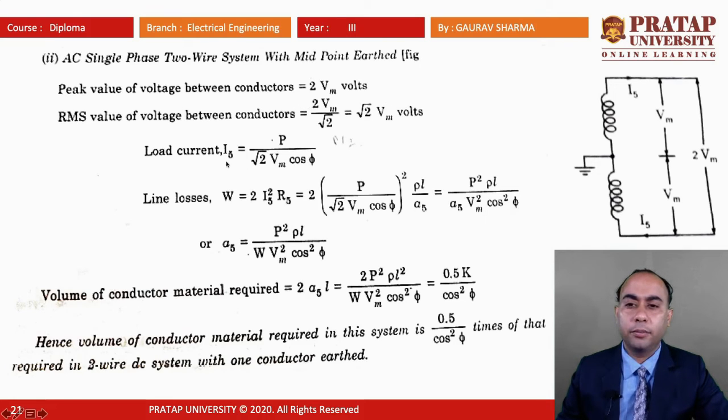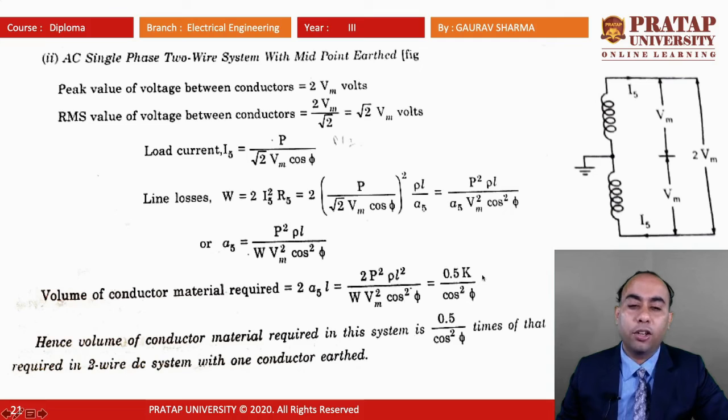Load current I5 is equal to P upon root 2 Vm cos phi. And the line losses we are calculating similarly, 2 I5 square R5. We put the value of R5 and I5 and calculate the value of A5. Now again we have to calculate the volume of conductor material required, 2 A5 L. Now put the value of A5, then we get the values and again compare with the basic equation.